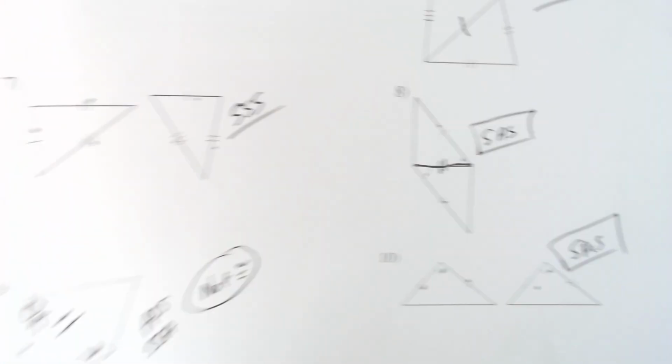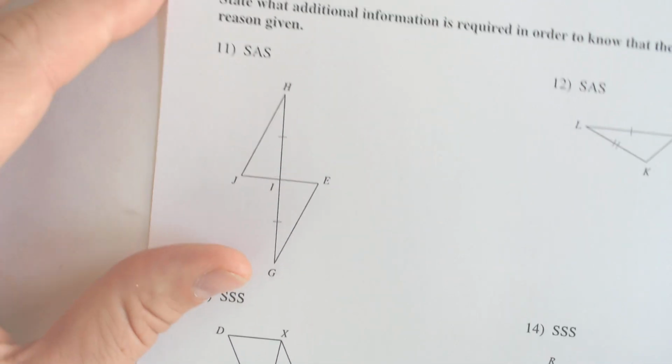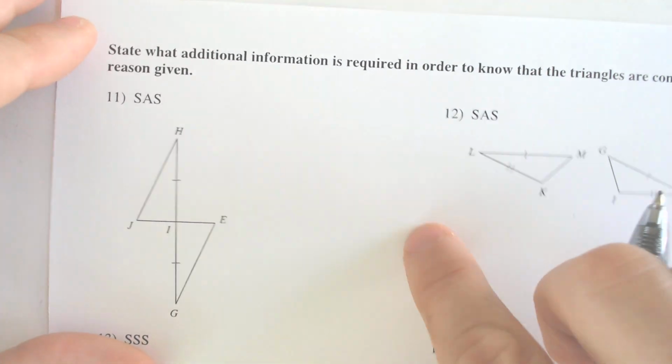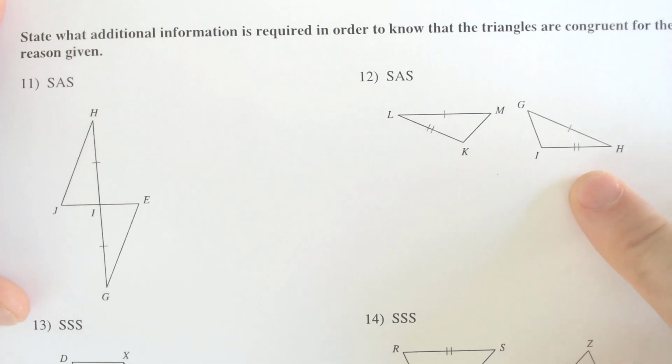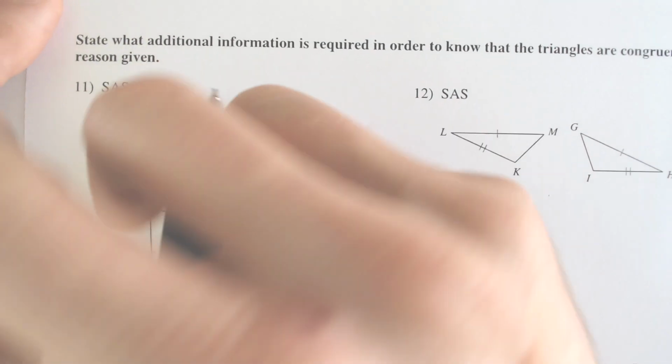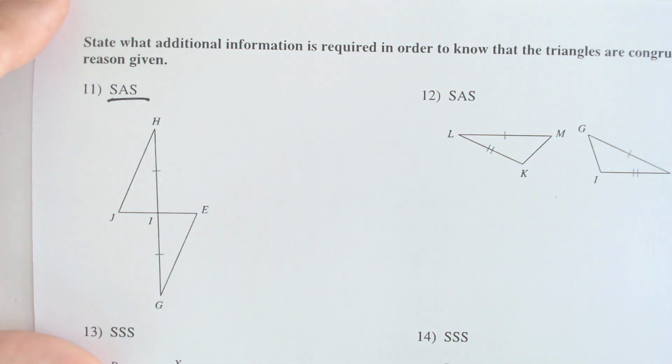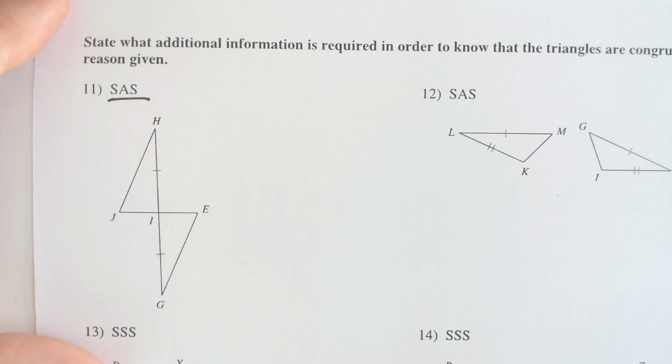The next page we're going to be dealing with is going to ask you to write an additional piece of information to let us know that the triangles are actually congruent, given that we have to mimic either side, angle, side, or angle, side, angle, one of the things.